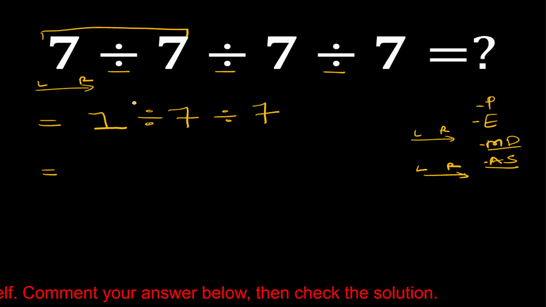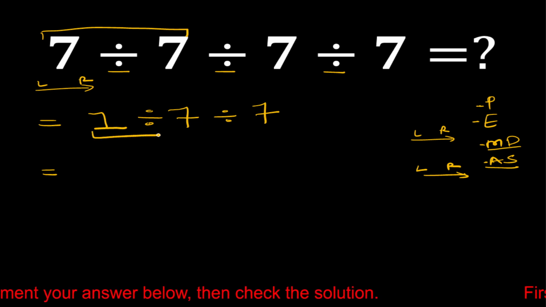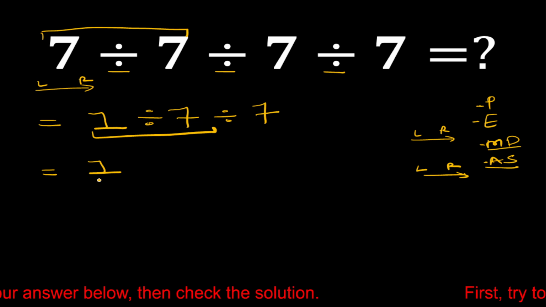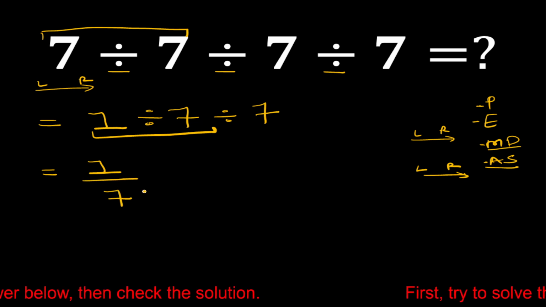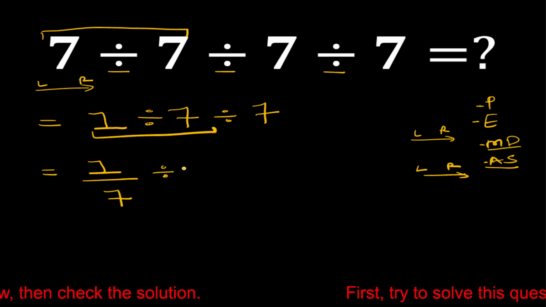So now 1 divided by 7 can be written as 1 upon 7, divide 7.